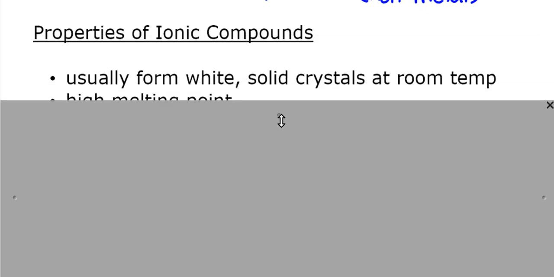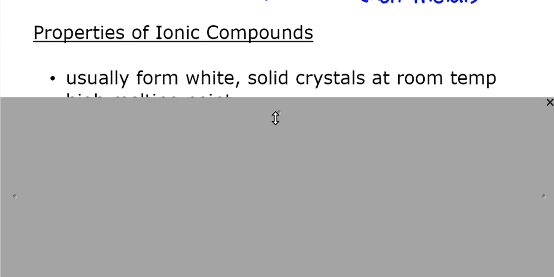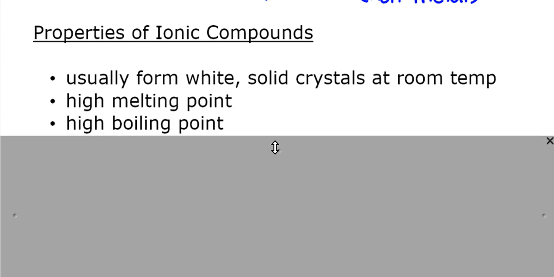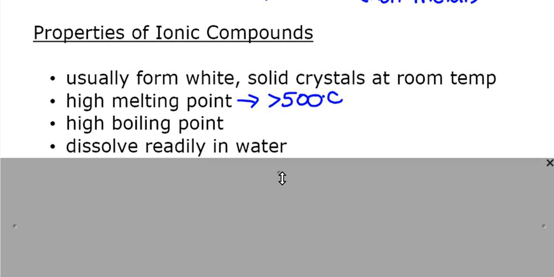When you look at them, they usually form white solid crystals at room temperature. If you measure their melting and boiling points, they are high. And when we talk about high, we mean super high, like greater than 500 degrees Celsius. You might think 100 degrees Celsius is high, but no, we mean very high. Boiling point would be definitely over 1,000 in most cases. These types of compounds dissolve very easily in water, so they're very water soluble.